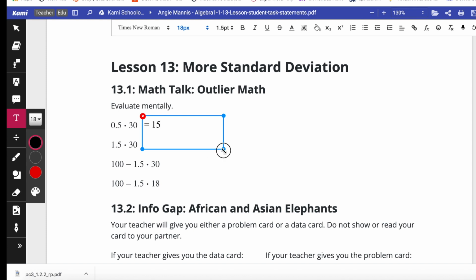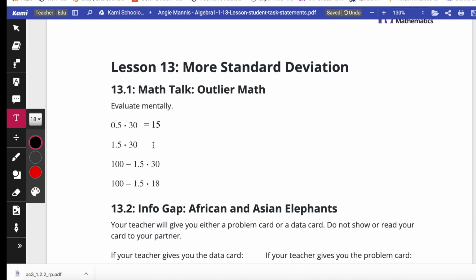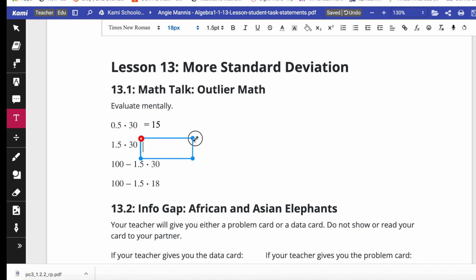On this next one, it's 1.5 times 30. Depending on your strategy, you might have thought, let me just make a new text box. You might have said, okay, well, 1 times 30 is 30. A half times 30 is 15. So 1.5 times 30 is going to give me 45. That is what you should have gotten for that one.